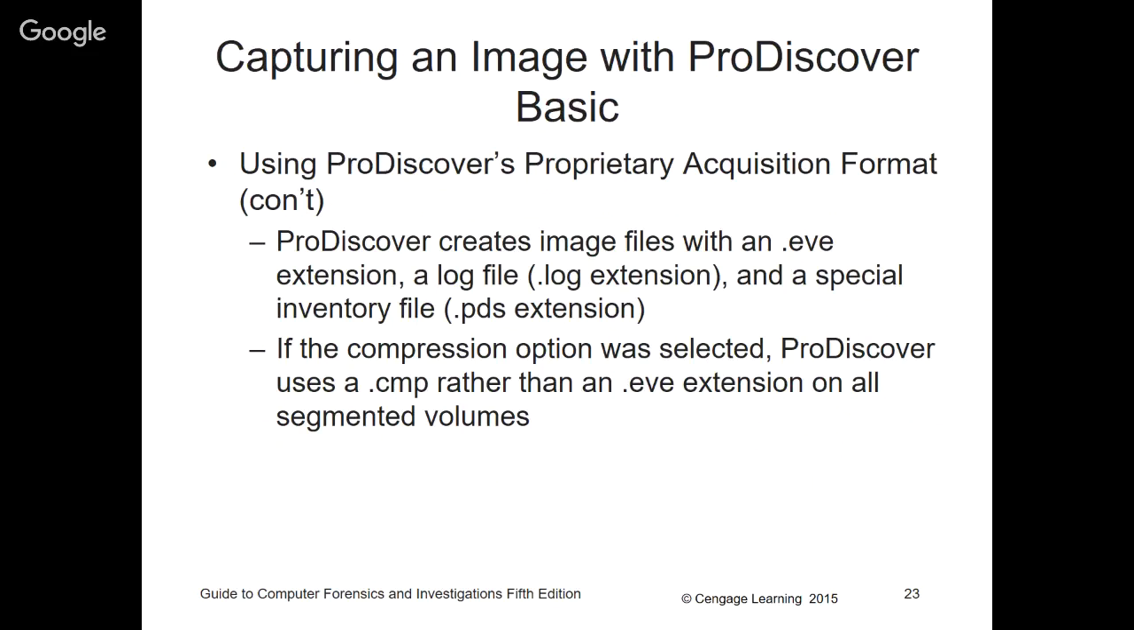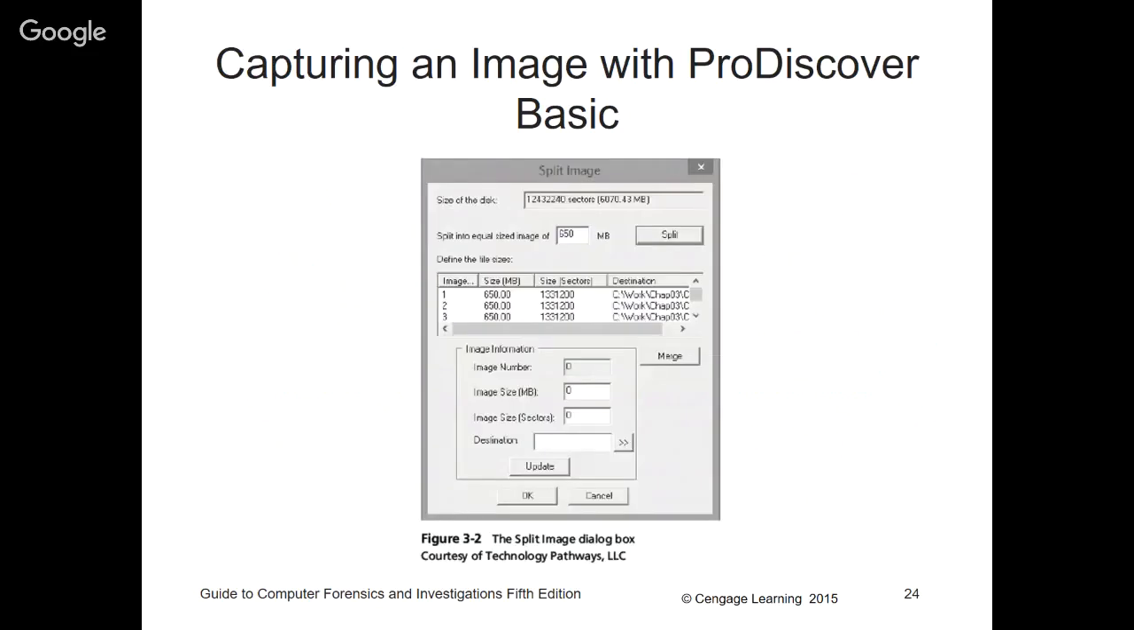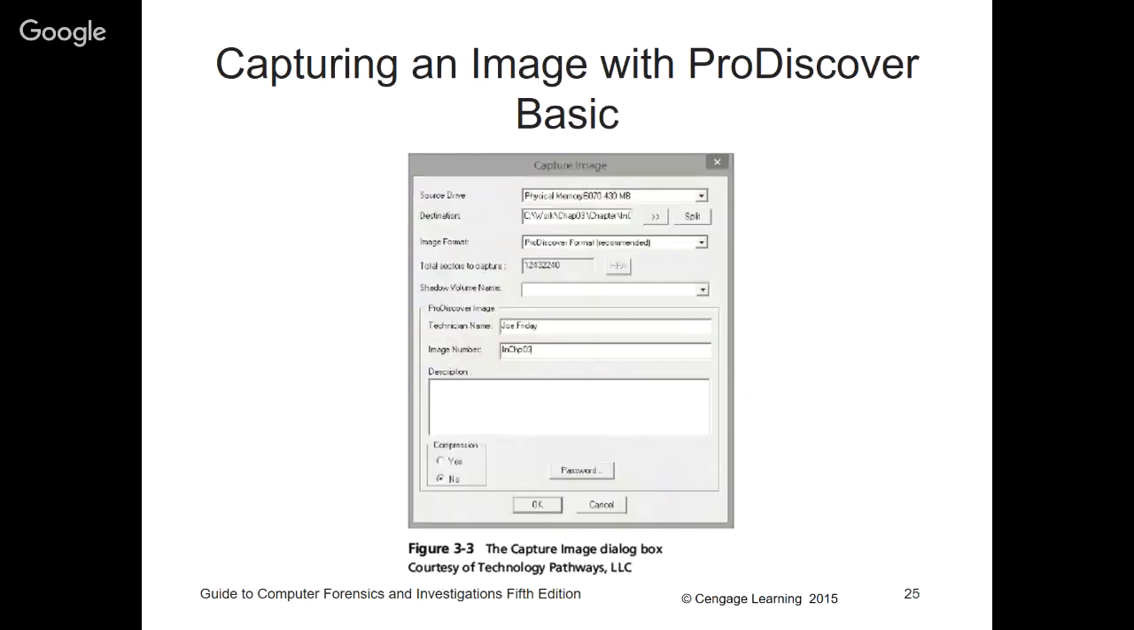When you double-click your EVE format or file in your labs, it extracts that image file, and then you run your analysis on it. Imaging, capturing images with ProDiscover Basic. Here's how you do it. Start your split image, split it into whatever megs you need. It'll show it out in the sectors and show a destination, and then you'll hit OK and set it in place. Next on that one is ProDiscover Basic.